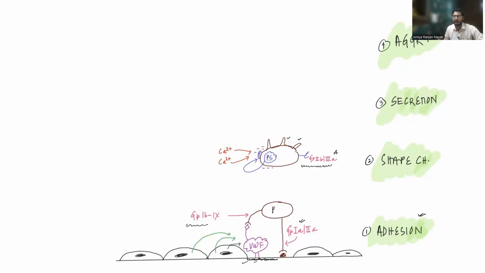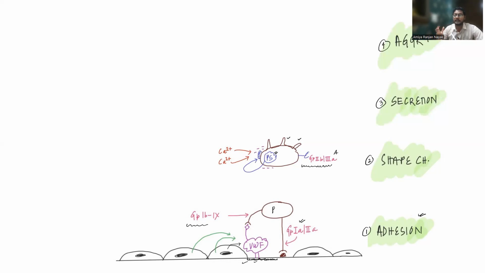The other thing that happens is that phosphatidylserine will come from the inner surface of the platelet membrane to the outer surface. This is what you must have studied also in the process of apoptosis, where phosphatidylserine comes to the outer surface and is recognized by the macrophages. But here, what is the function of this phenomenon?